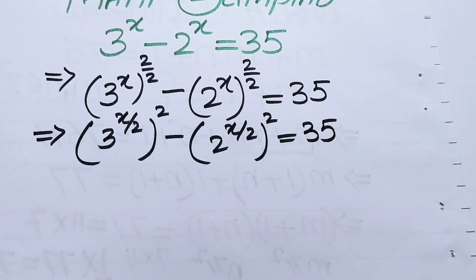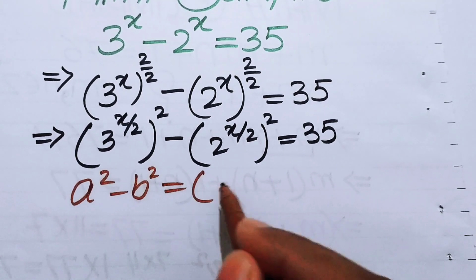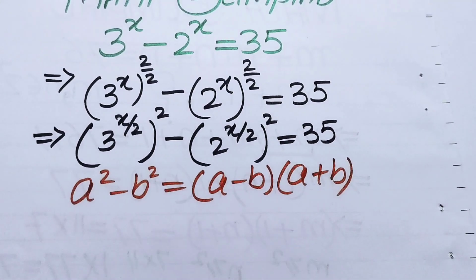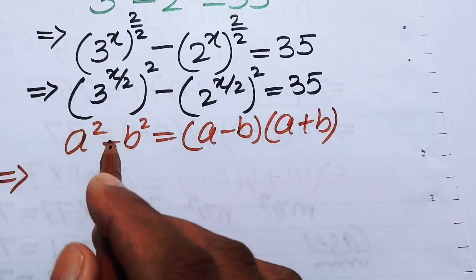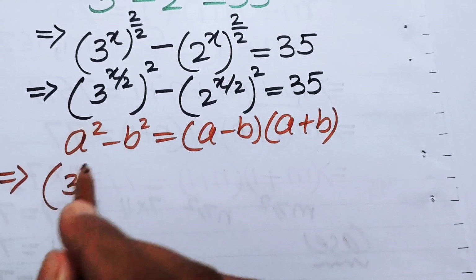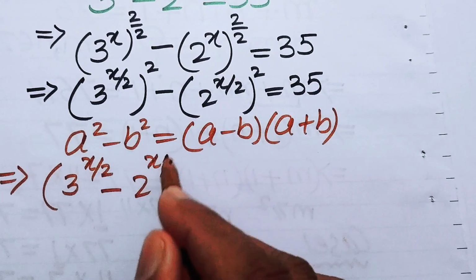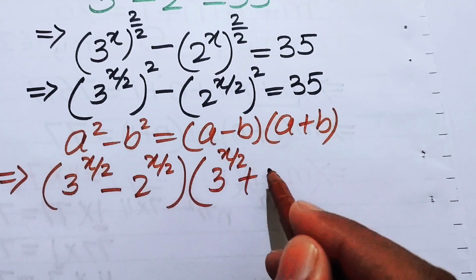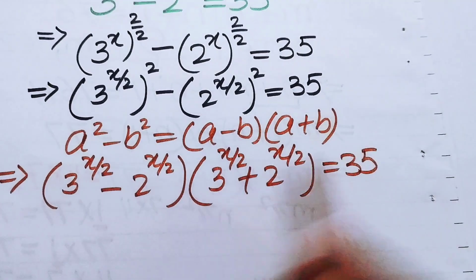And now in the next step we use the nice square identity, and you know about this identity. If we have a square minus b square, it equals a minus b times a plus b. So we use this identity on the above term, and we get its output in this form: 3 to the power of x over 2 minus 2 to the power of x over 2, and 3 to the power of x over 2 plus 2 to the power of x over 2 equals 35.